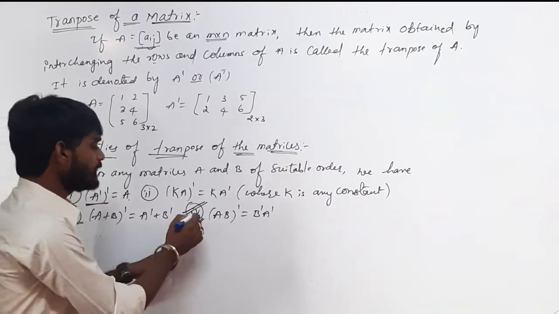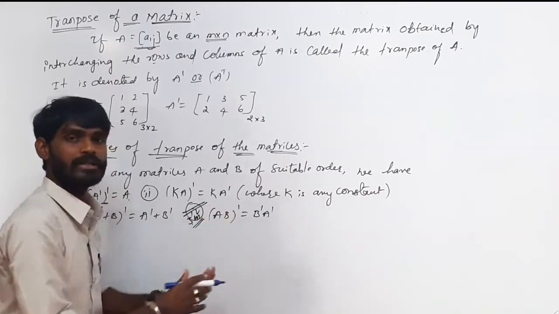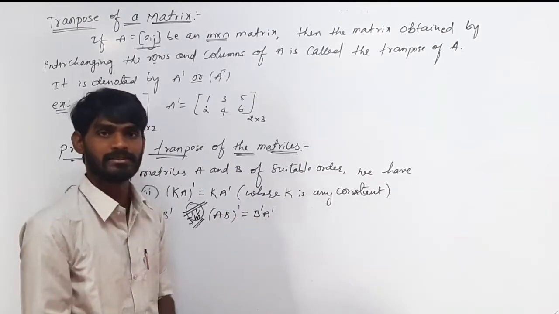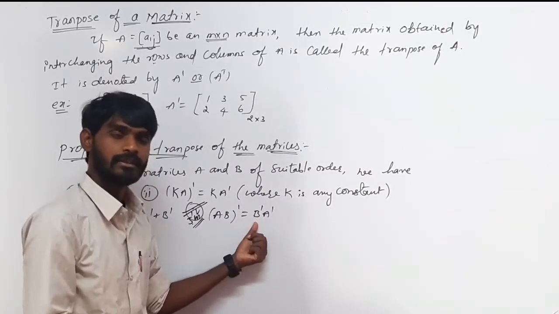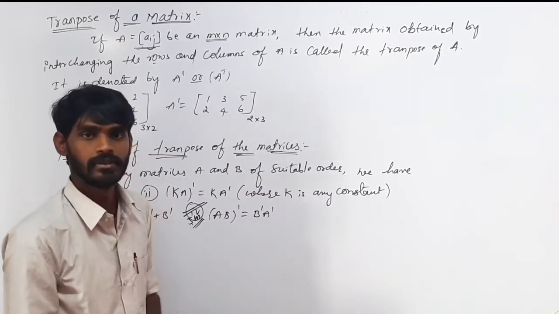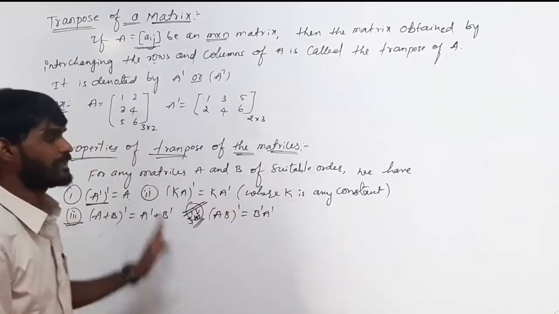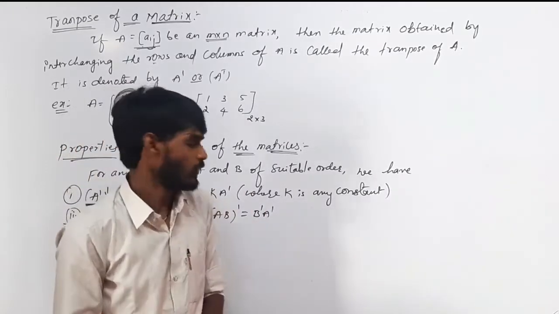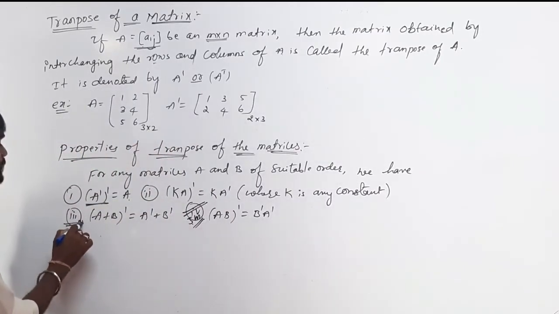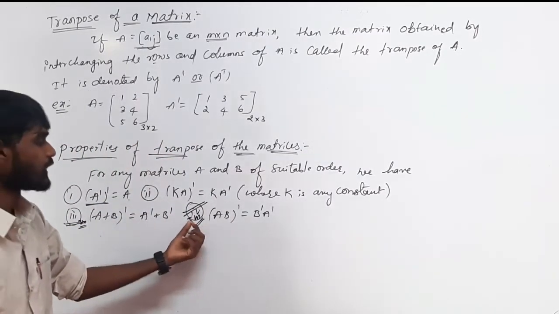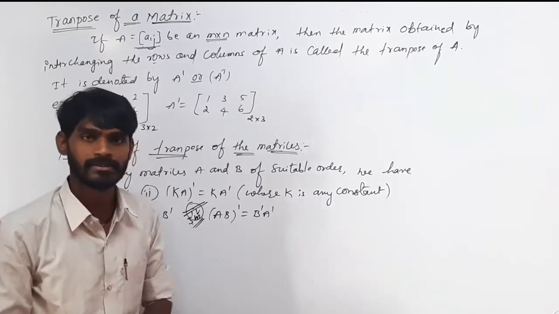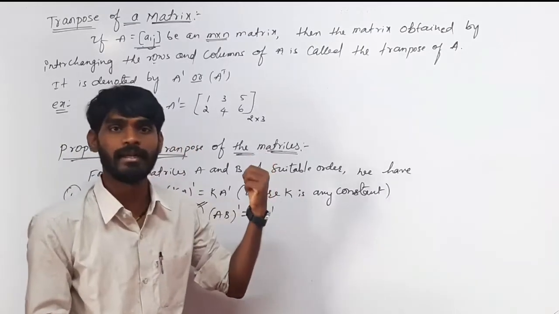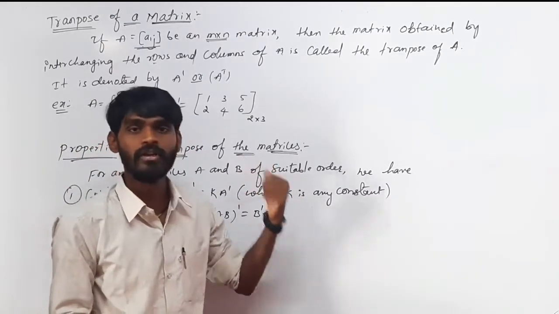Next, the fourth one is very important. Based on this property, we will ask a 5 marks question. (AB) whole dash is equal to B dash into A dash. First, we take B dash into A dash. So these 4 properties are very important. Based on these properties, we will ask questions. This question can be asked for 3 marks based on this property, and definitely this property will be asked for 5 marks. Okay. Next we are going to discuss some more examples of transpose of a matrix. Before that, please pause the video and note down.